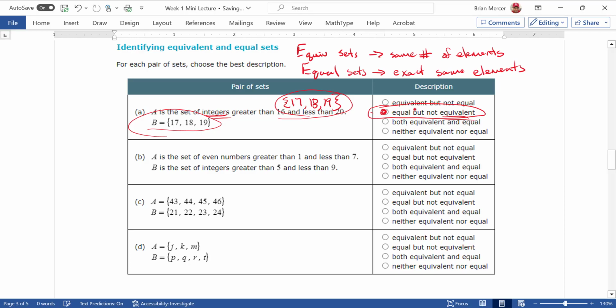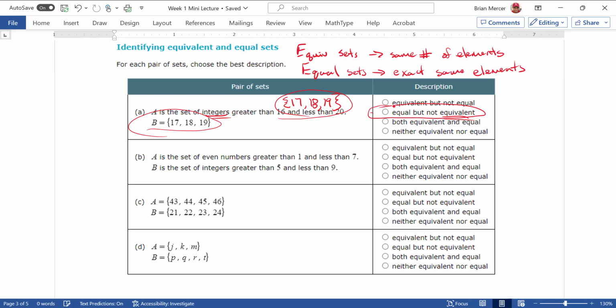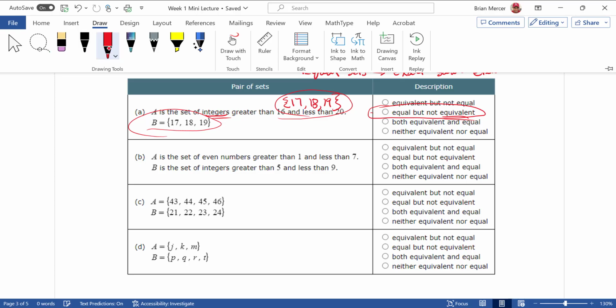I've got to find my eraser. Where'd the drawing tool go? There we go. Draw, get my pen out.